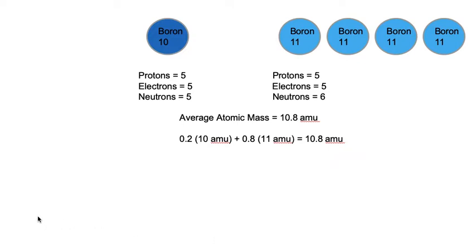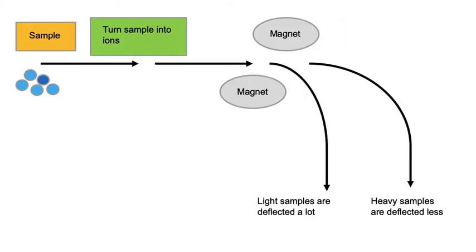How do we collect data? How do we know that this is true? What evidence do we have for the fact that there are different isotopes? And how do we figure out how abundant each of the isotopes is? Well, the process we use is mass spectroscopy. And the way it works is we take a sample of atoms, like our boron, and it's just a random, naturally occurring sample with some of the heavier and some of the lighter isotopes.